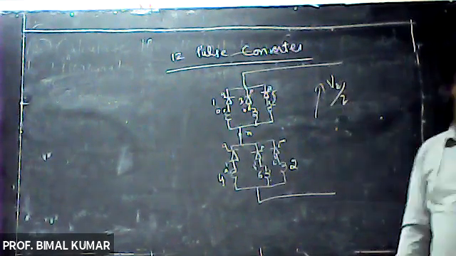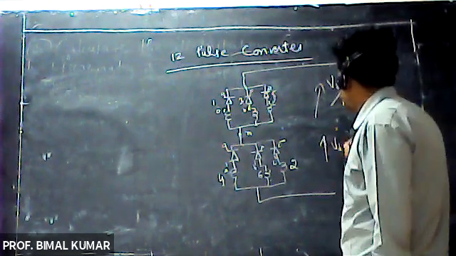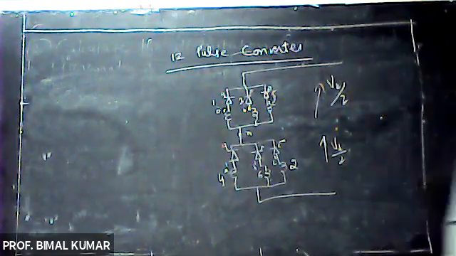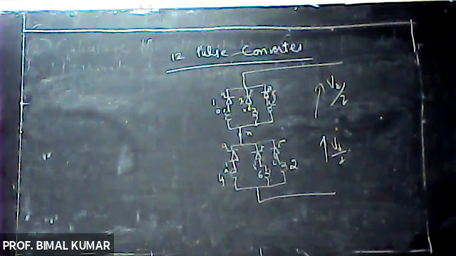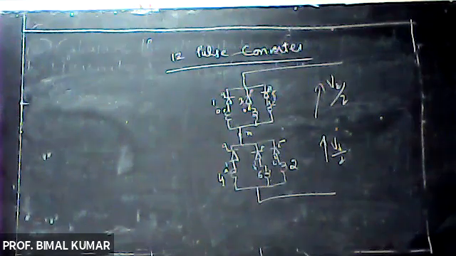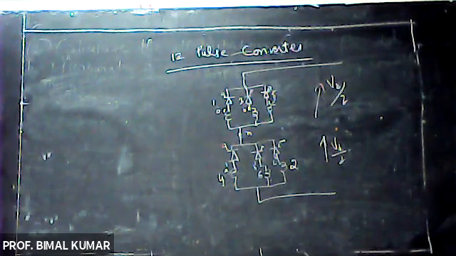your input as VD by 2, VD by 2, right? So if we are using this type of connection, then in that particular case, transformer utilization can be improved.